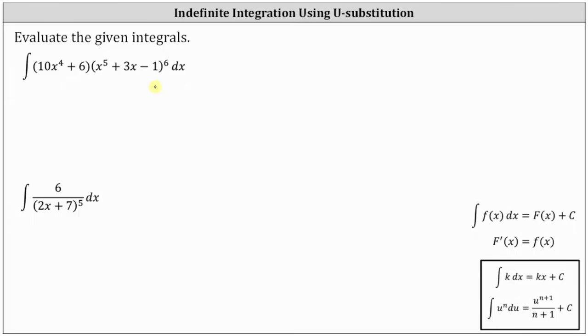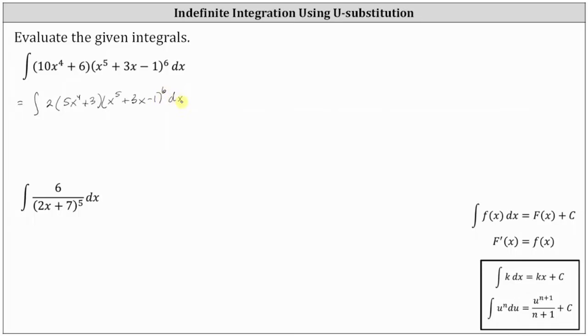x times dx. So for our first example, we have the integral of the product of 10x to the fourth plus 6 and the 6th power of x to the fifth plus 3x minus 1. Well, first notice how we can factor 2 from 10x to the fourth plus 6. Let's begin by factoring out the 2. This gives us the integral of 2 times the quantity 5x to the fourth plus 3 times the 6th power of the quantity x to the fifth plus 3x minus 1.